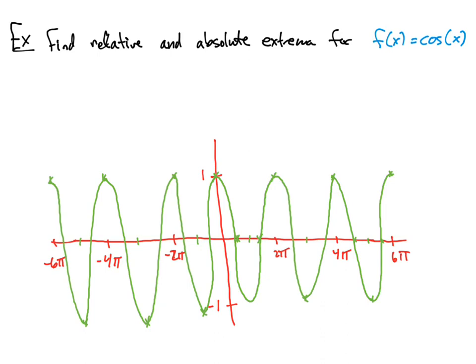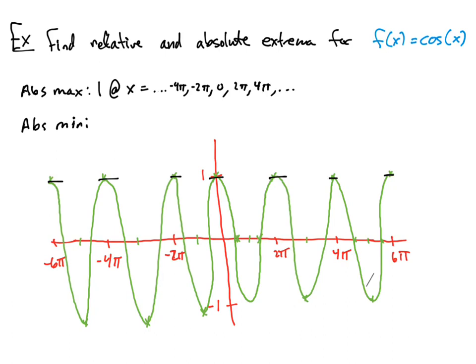So let's first look at the absolute max and the absolute min here. Okay, well, it looks like this function has a maximum value of 1, and it occurs at all of these locations. So there's an infinite number of absolute maximum values, and those occur every time 2 pi is multiplied by some integer. So we would say the absolute max is 1, and that's when x is equal to, let's write it like this: dot, dot, dot, -4 pi, comma, -2 pi, comma, 0, comma, 2 pi, comma, 4 pi, and so on.